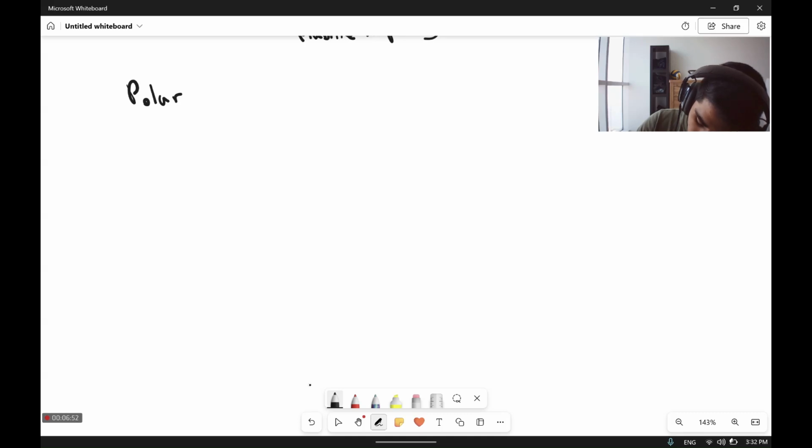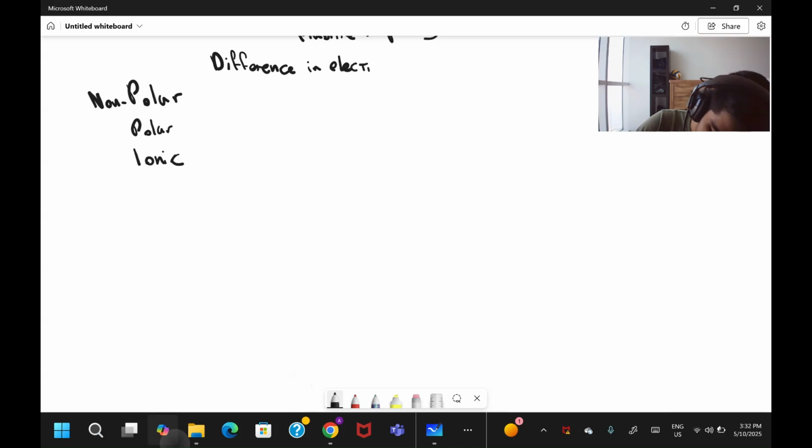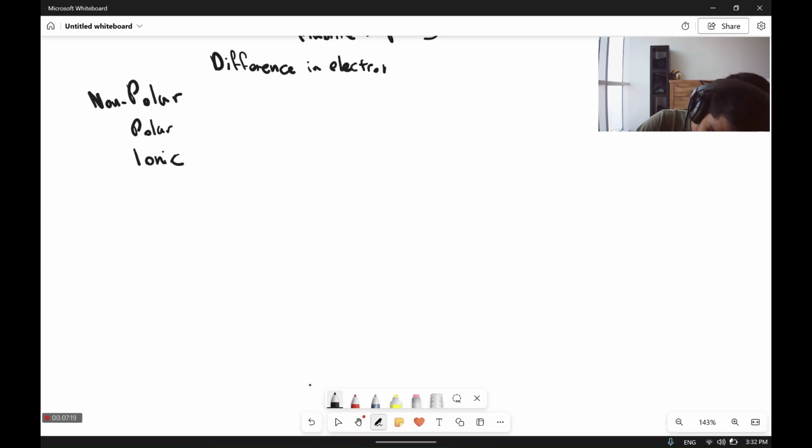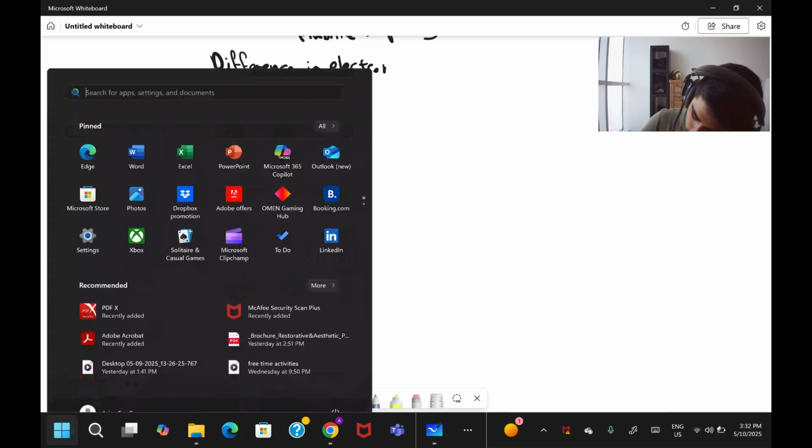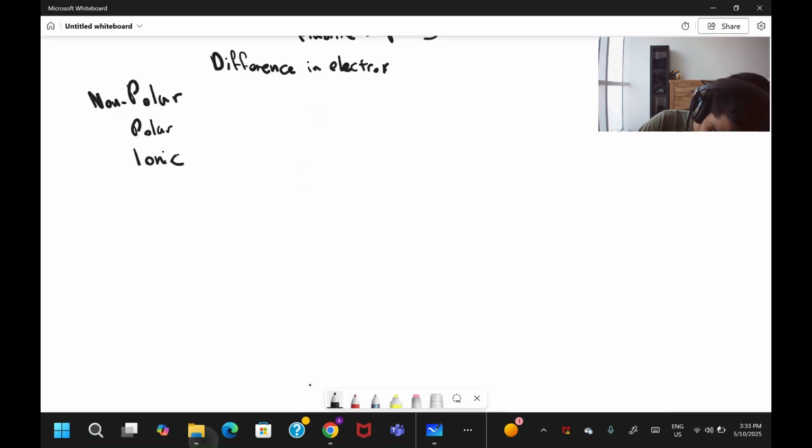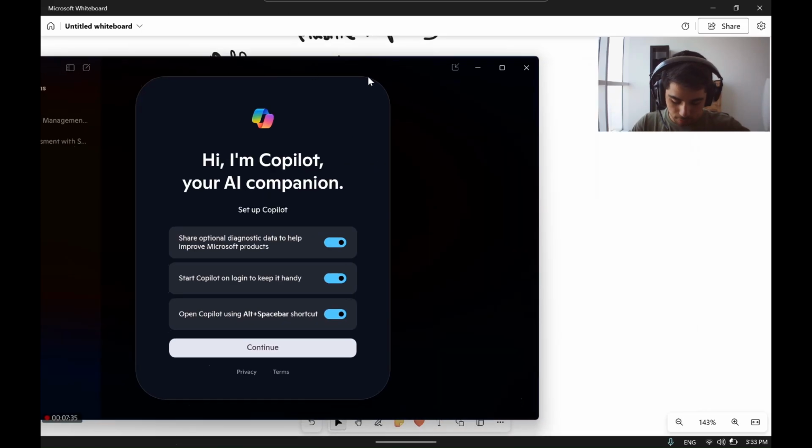So think of it this way: no, let's say nonpolar first. Nonpolar, polar, and ionic. If the difference in electronegativity.